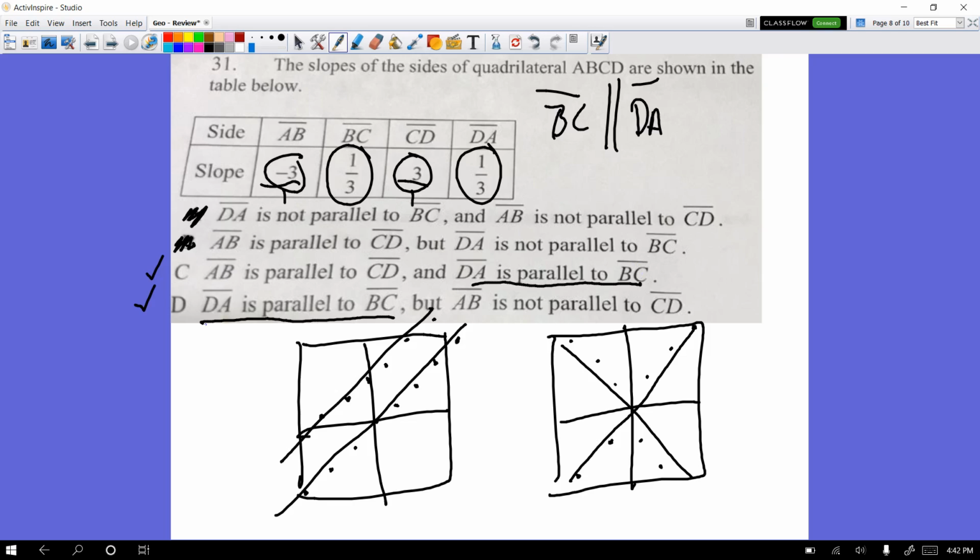But is AB parallel to CD? Here's AB. It is not parallel to CD. No. So AB is parallel to CD? Nope. Sorry. DA is parallel to BC, just like we wrote, and AB is not parallel to CD because they cross each other. They're intersecting lines.